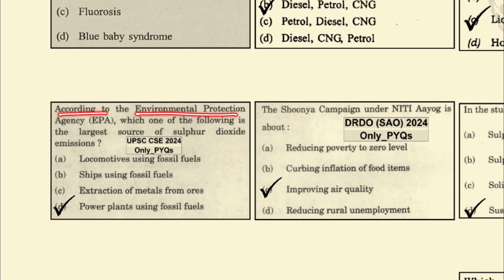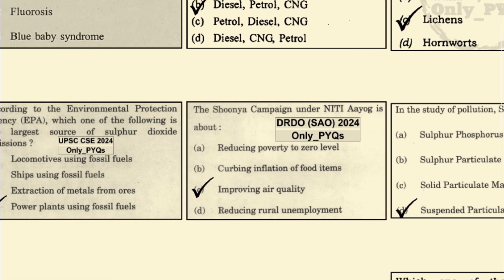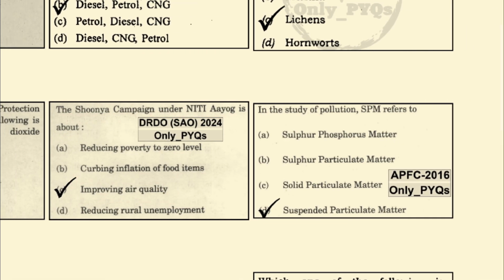According to the Environmental Protection Agency, which one of the following is the largest source of sulfur dioxide emission? It is the power plants using fossil fuels. The Shonya campaign under Niti Aayog is about improving the air quality. In the study of pollution, SPM refers to the suspended particle matter.